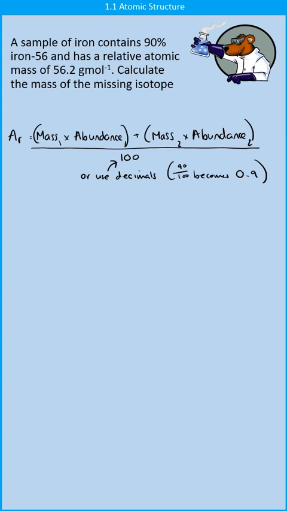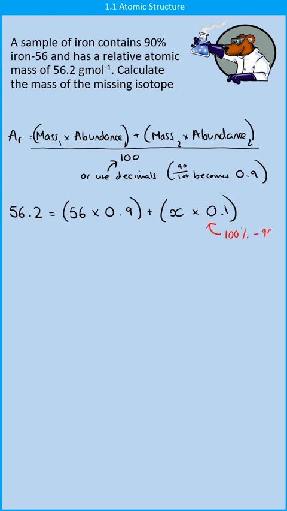So the first thing I'm going to do is write out the equation, and then the second thing that I'm going to do is to substitute in the numbers from the question. So I've got this relative atomic mass of 56.2. I'm told that the first isotope, which has a mass of 56, has an abundance of 90%. So personally, I've gone for times 0.9, but you could do times by 90 and then divided by 100. And then for my second one, I don't know what the mass of that isotope is yet, so I'm just using x, and I know that it's going to have an abundance of 10% or 0.1.